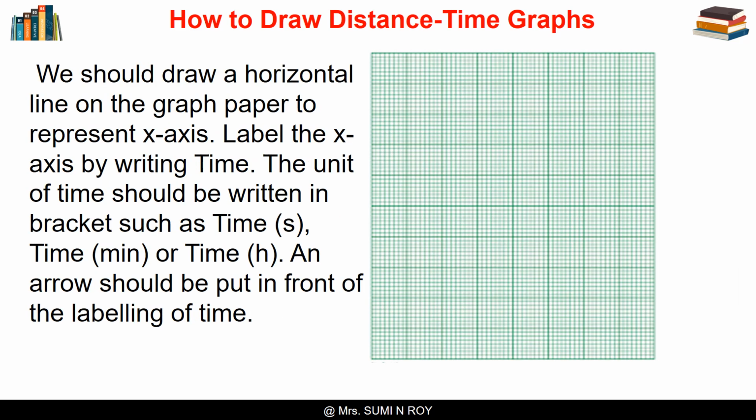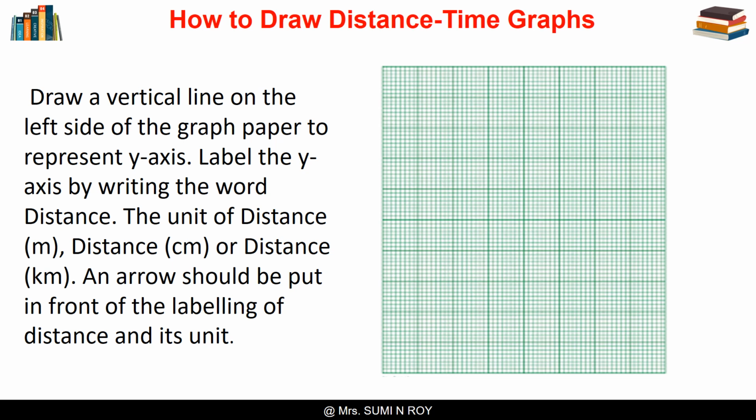Now draw a horizontal line on the graph paper to represent x-axis. Label the x-axis by writing time. The unit of time should be written in bracket such as time in second, time in minute or time in hour. An arrow should be put in front of the labeling of time and its unit like time in second.